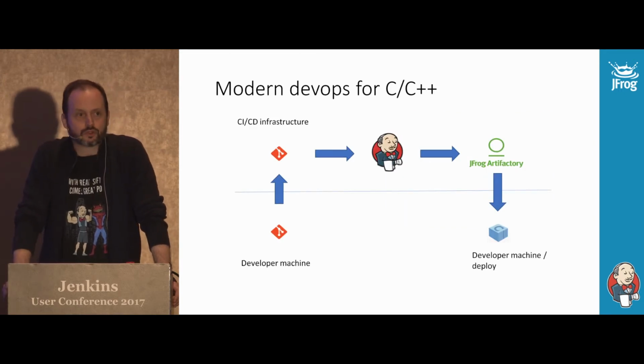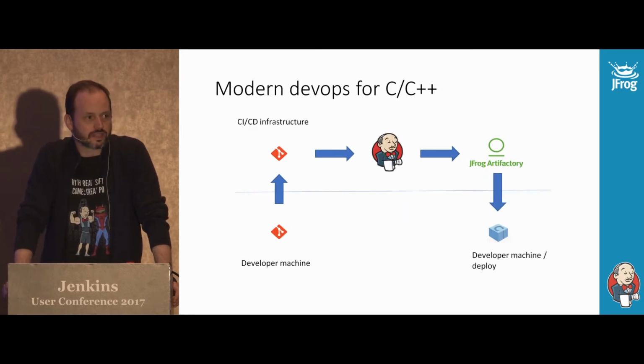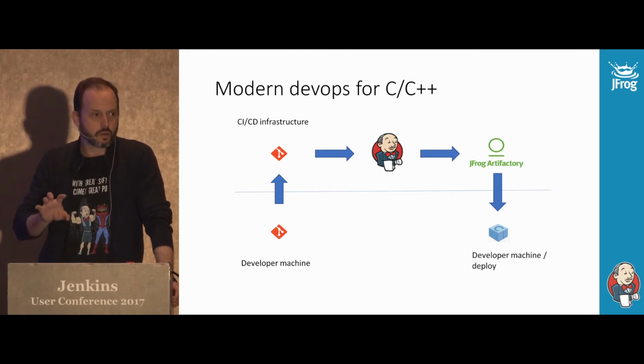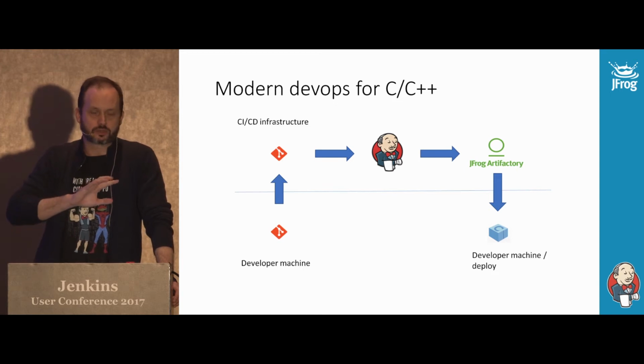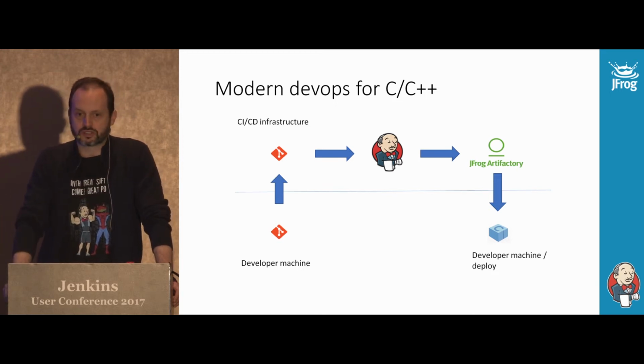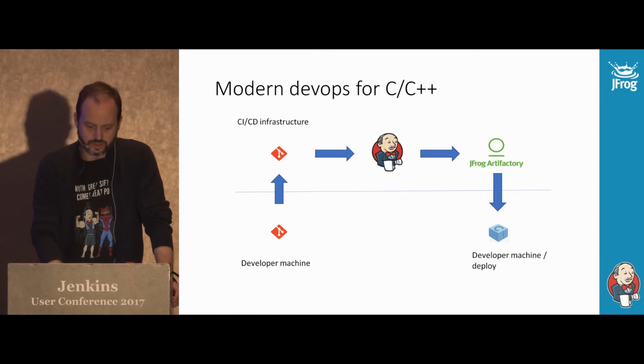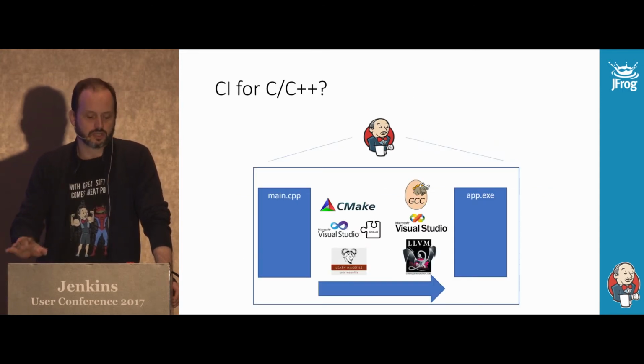And now we are going to see what we can do for DevOps for C and C++ projects. So this would be the typical flow. We want our C and C++ developers to do source changes. We want those changes to go as quickly as possible to production, or at least to be used by other developers. So we want this flow to be as fast as possible.